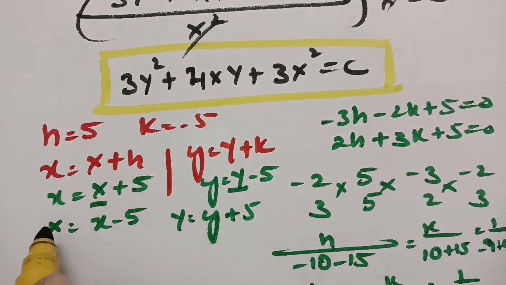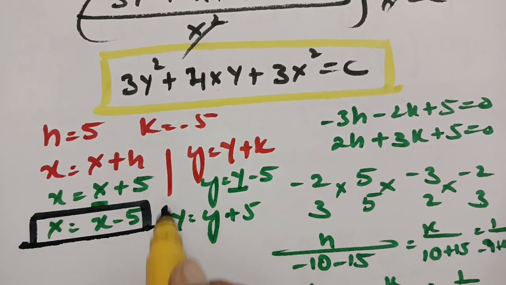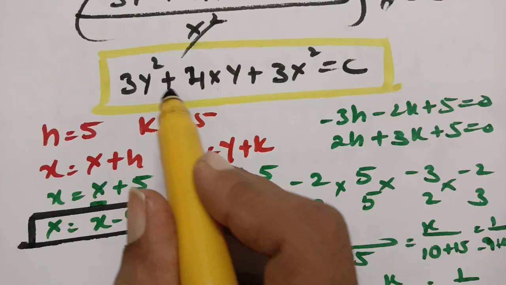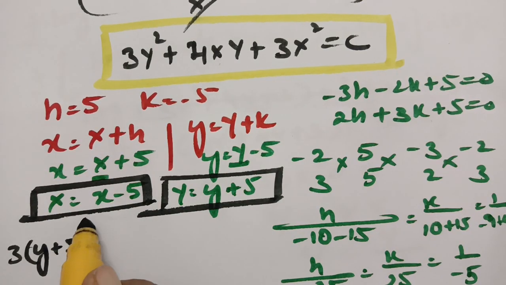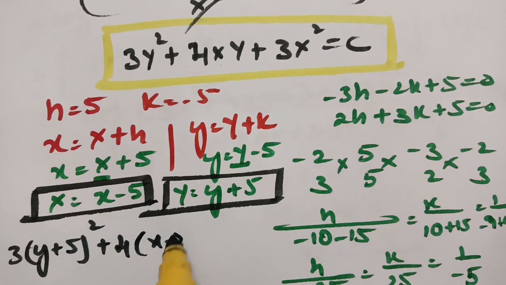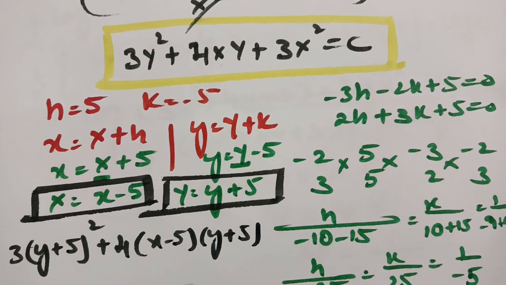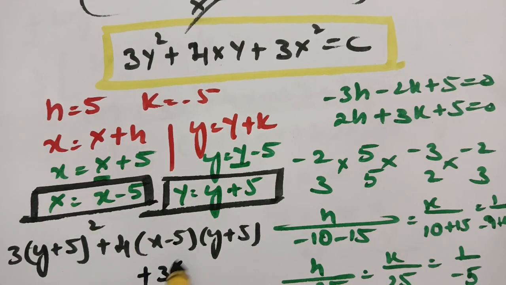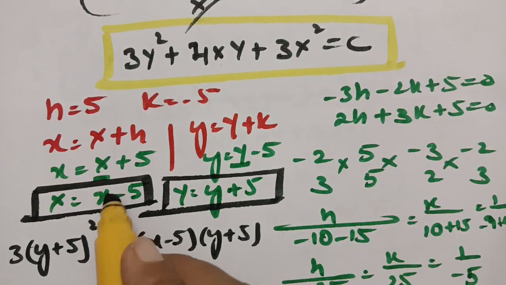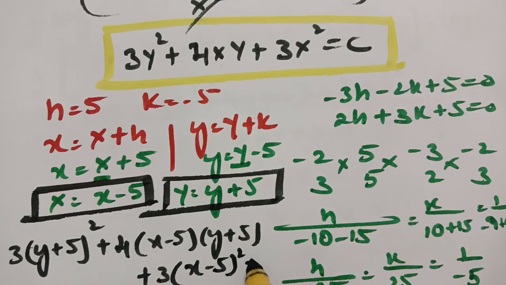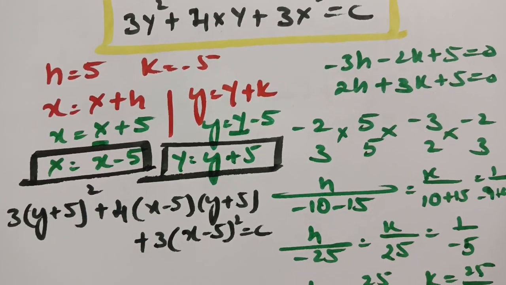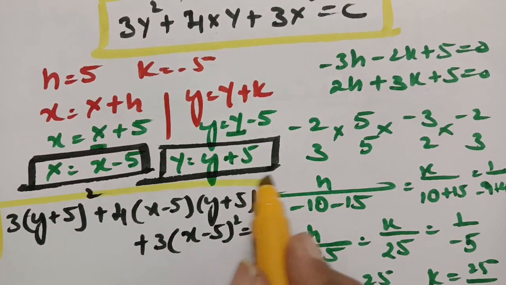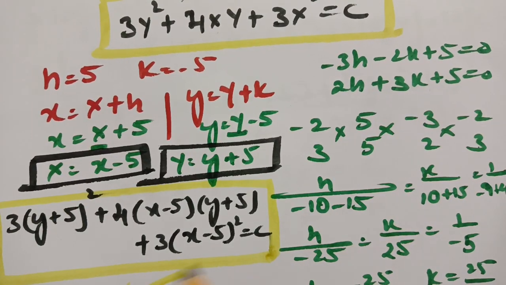So we have to finally make capital X value as small x minus 5 and capital Y value as small y plus 5. So in this equation, I'm transforming: capital Y is y plus 5 whole square plus 4 times x minus 5 into y plus 5 plus 3 times x minus 5 whole square is equal to c. So this is the final answer. As the question is in small letters, the solution should also be in small letters, and here is the substitution and this is the solution.